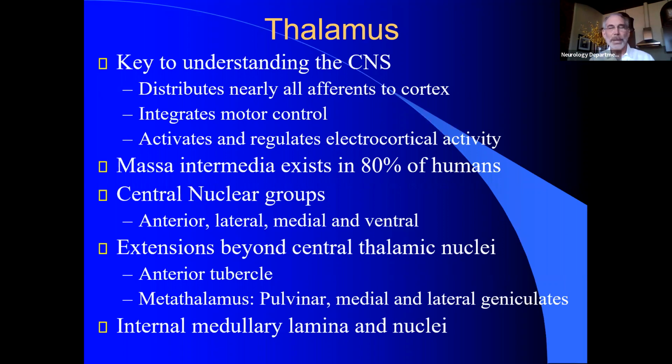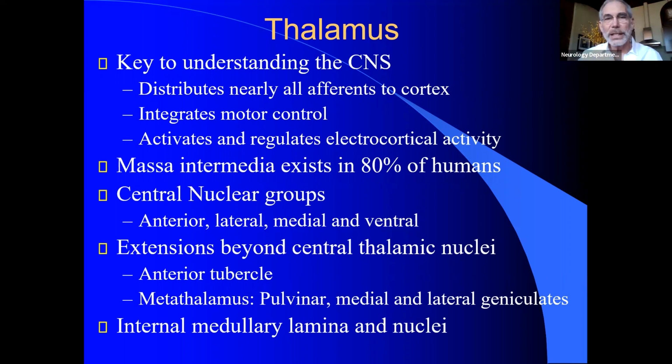There is a massa intermedia, that is, the thalamus crosses the midline in about 80% of humans. Sometimes it's small, sometimes it's huge. Sometimes you can barely see a separation between the right and left side. Whether it does that or not doesn't seem to correlate with very much.